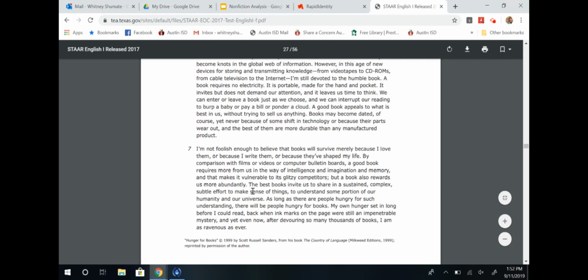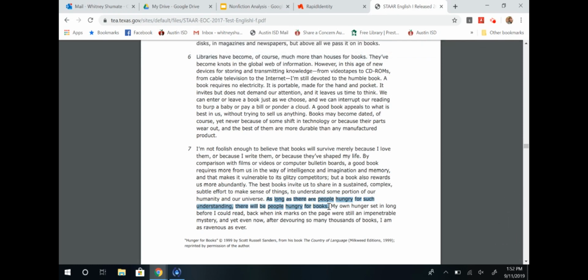But he reinforces here just how important it is to read and how he hopes that books stick around forever, right? As long as there are people hungry for such understanding, there will be people hungry for books, which again is this motif. It's reinforcing his title. So you know that's going to be part of his main idea.